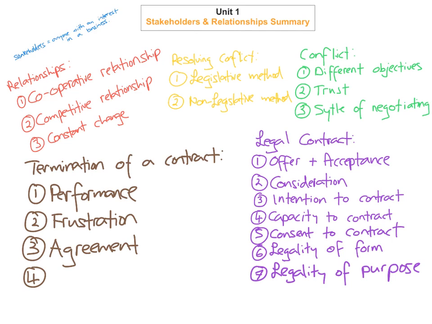And the fourth way is because of breach. And this is when one party breaks a condition, an important part of the contract, and therefore it can be terminated early. One other thing to note is sometimes in a contract you might put in a condition, and a condition is a clause, and it is very important that if you break the clause, it's the same as breaking the contract.